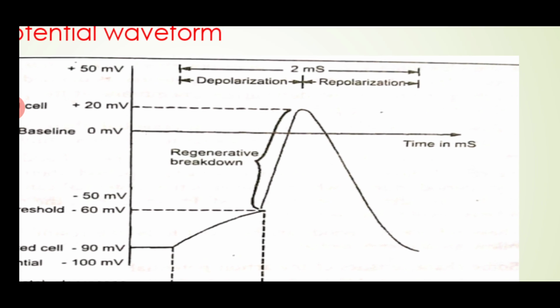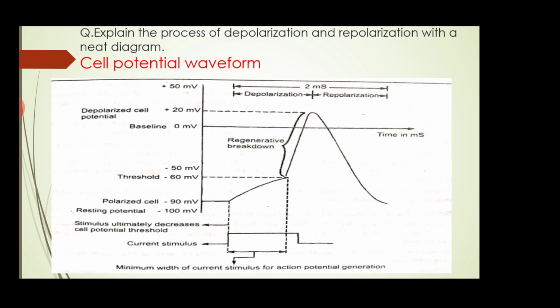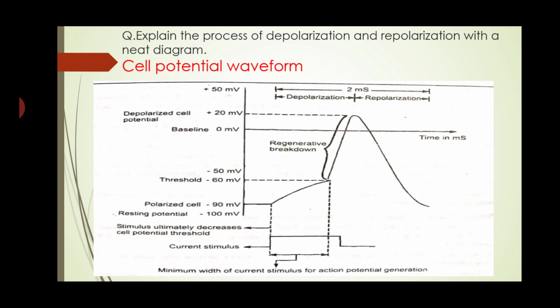After the depolarization, once you get the action potential, then we get the repolarization. Repolarization means the cell comes back to the resting state. So repolarization is nothing but the process of re-establishment of the resting state from the action state. This diagram you have to draw neatly, and this question you get for 10 marks.